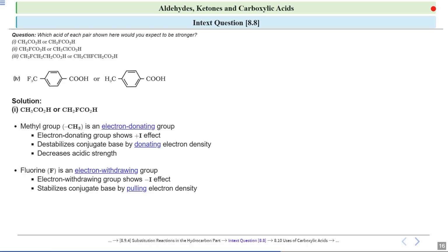So by pulling the electron density away, the fluorine stabilizes the conjugate base that forms when an acid donates a proton. Now, a more stable conjugate base means that the acid itself is stronger and it is more likely to give up its proton. So the presence of fluorine increases the acidic strength of CH2FCO2H. Okay?